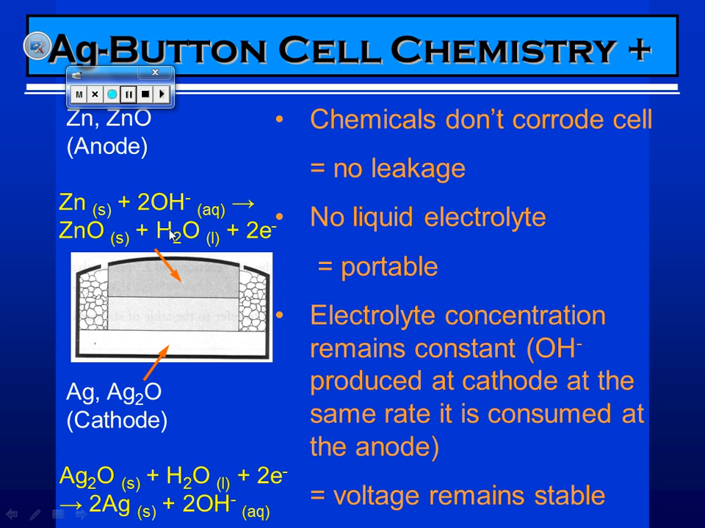So that means every time zinc is oxidized here and consumes some hydroxide ions, at the same time the silver oxide is being reduced and producing hydroxide ions, and therefore the concentration of these hydroxide ions, or the concentration of electrolyte, remains constant because it's produced at the same rate at the cathode as it's being consumed at the anode. And that means the voltage remains stable over a long time, which is very important for electronics because they need stable voltages. So this was a very important aspect of this particular cell's chemistry.